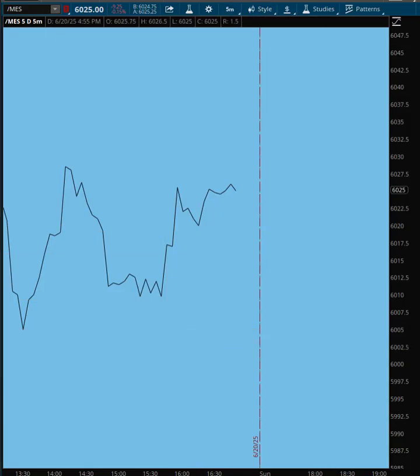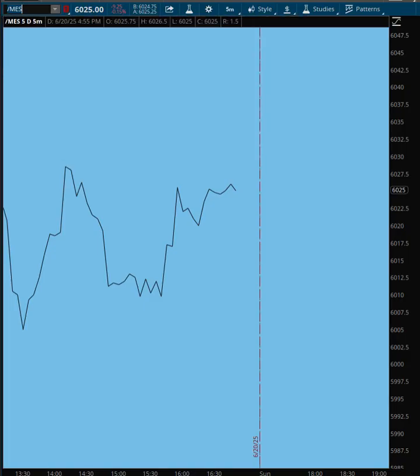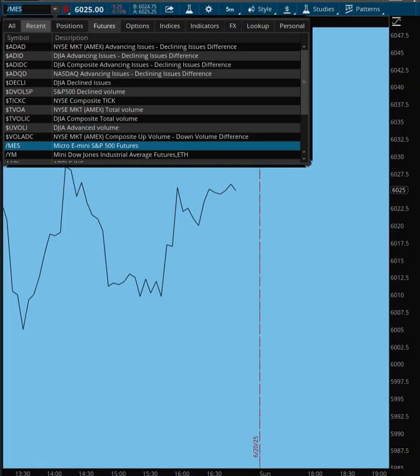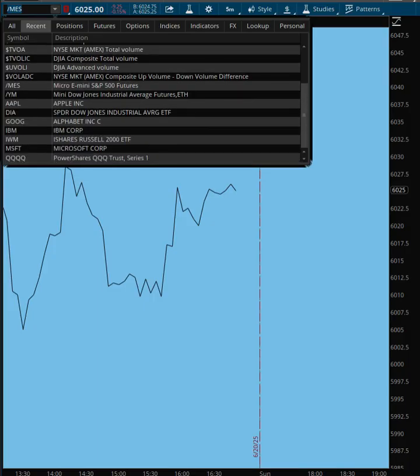So what we do, we can always go to another market. You have all these markets here. These are the ones I'm working on. I think we have a setup on the Russell here for Sunday. Let's take a look at that.